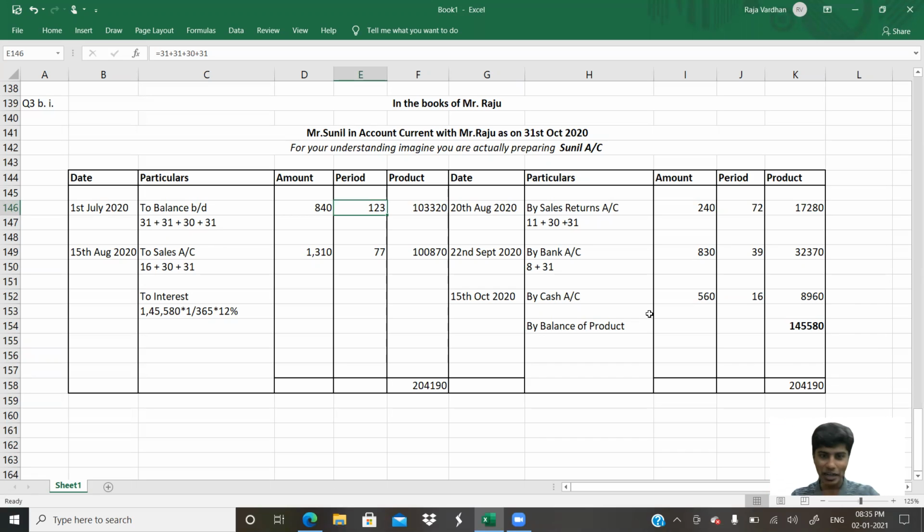Instead, I will first multiply them. On the whole, I'll divide by 365 and into 12%. So that is a small technique here that is being used. It's a small shortcut. So that's how we find it. And this is our interest, which will go to the amount column.